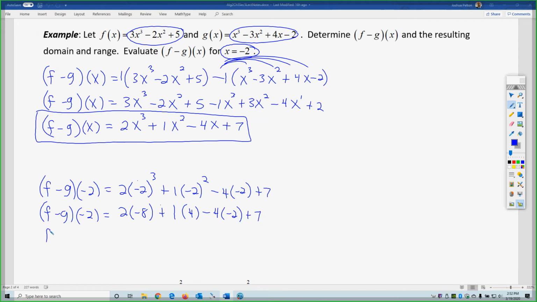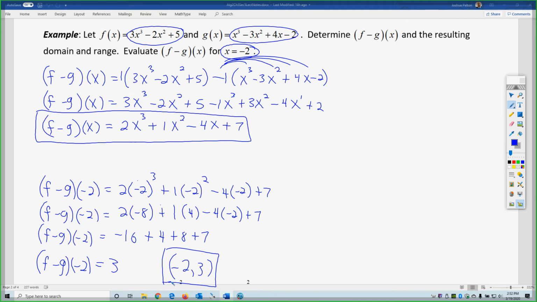After exponents comes multiplication. So if we multiply, we get negative 16, positive 4, positive 8, positive 7, for a final answer of, that'd be 19 minus 16, which is 3. So essentially, if we plug in negative 2, we get 3. So negative 2, 3 would be a coordinate on this particular graph.